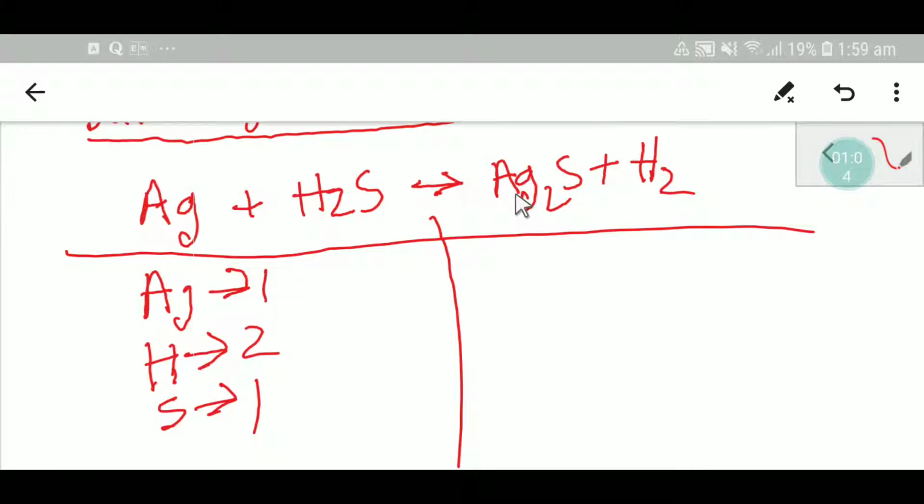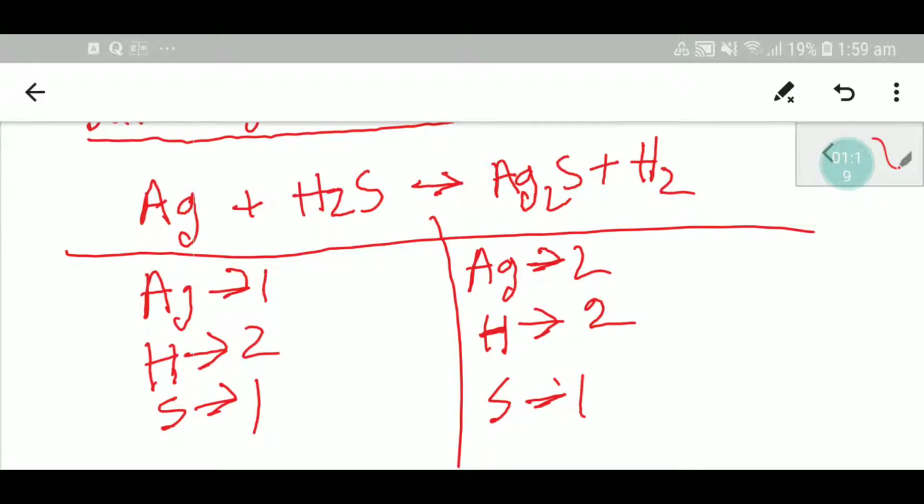Here we have two silver, right? So let me write here. And here we have one sulfur, so let me write here. And here we have two hydrogen, so let me write here. So now you have to compare the number of atoms from both sides.